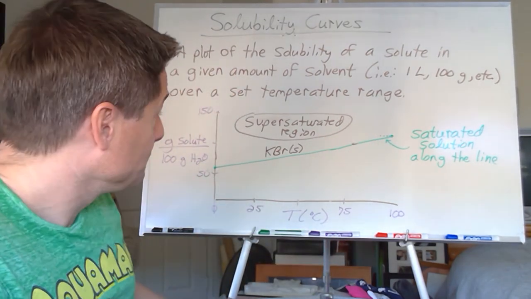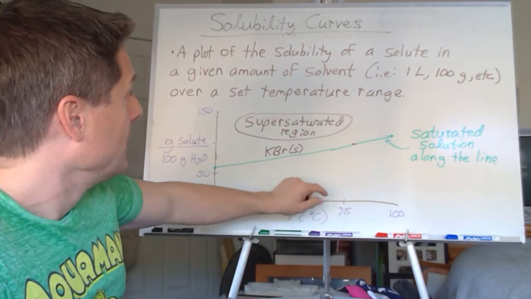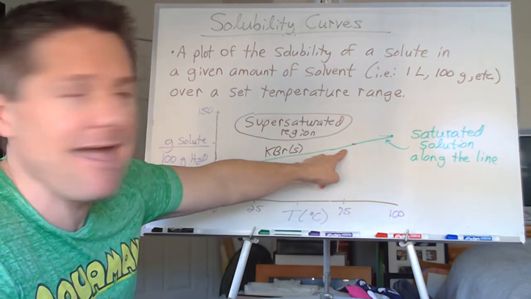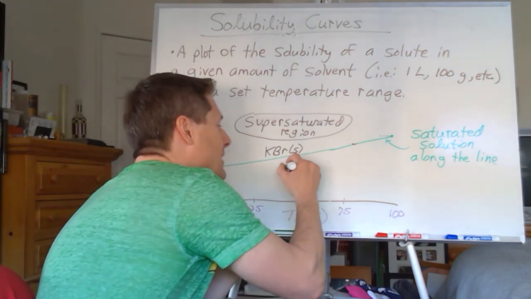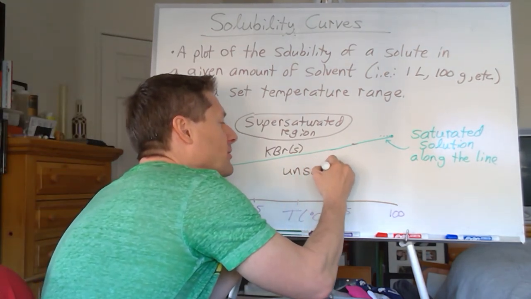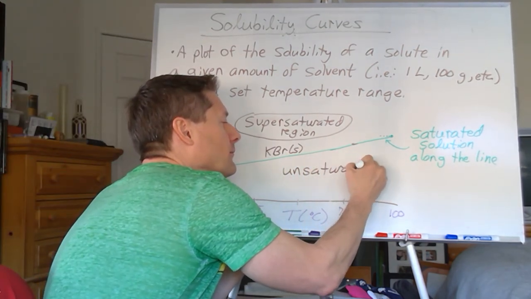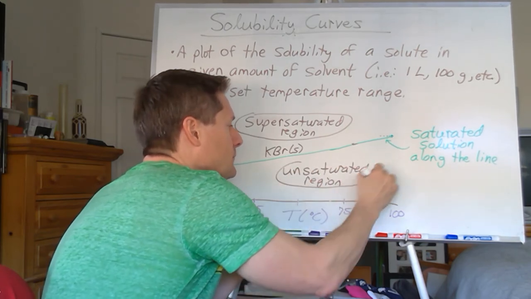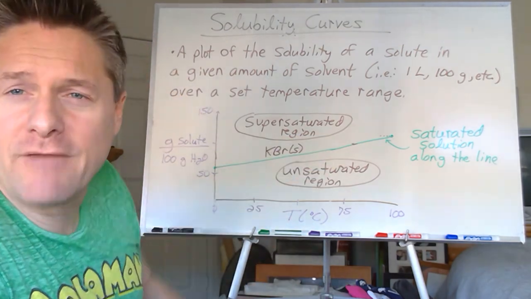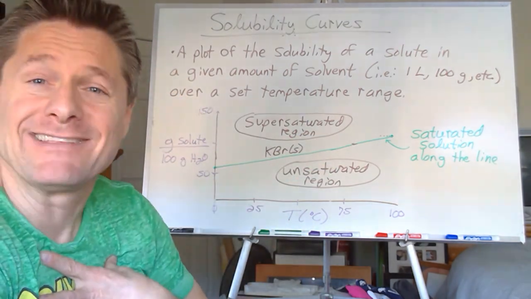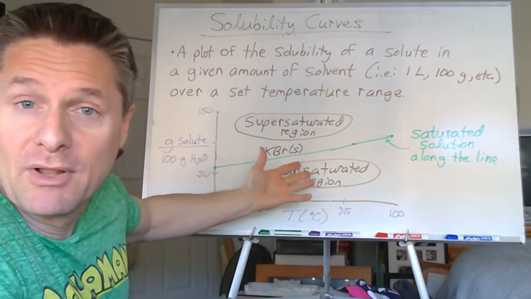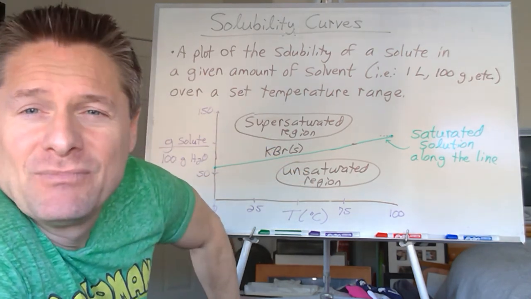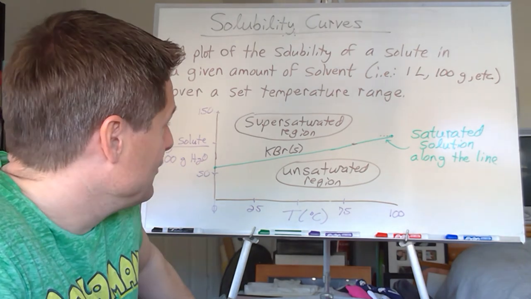Supersaturated solutions are fun. Now below here, if we were at a particular temperature but didn't have enough to form a saturated solution, this would be the unsaturated region. Easy peasy, right? So along the line, you've got a saturated solution. That's what we're going to call the concentration, or solubility, of the solid. Above it is the supersaturated solution. Below that is the unsaturated region.